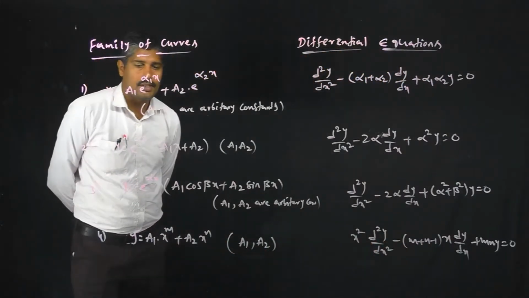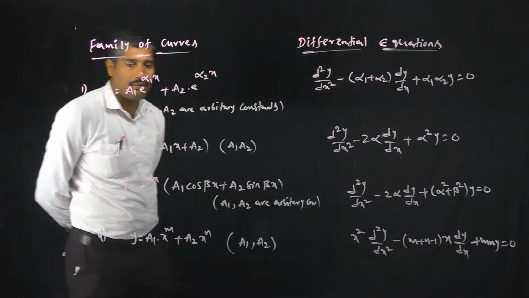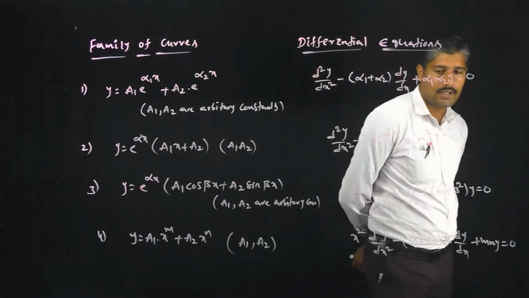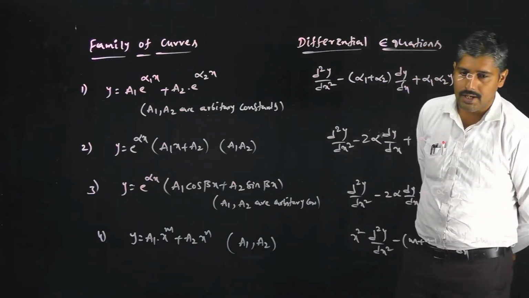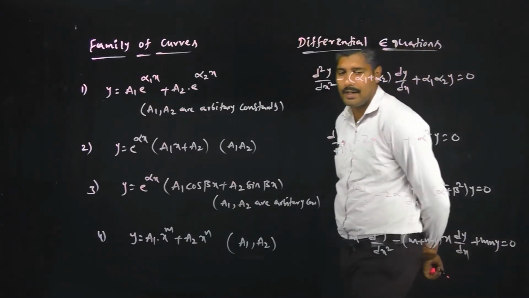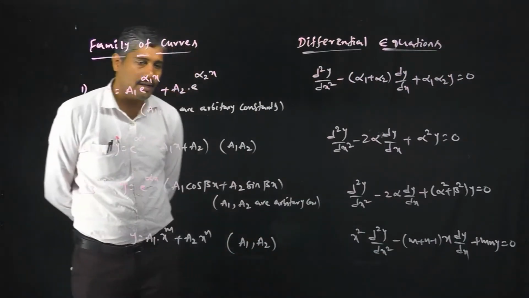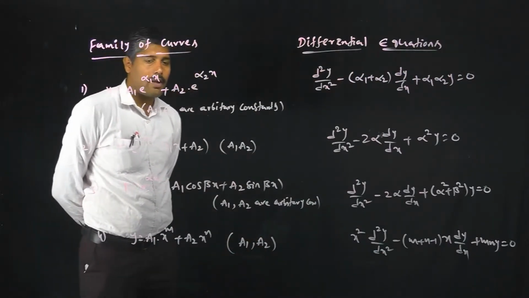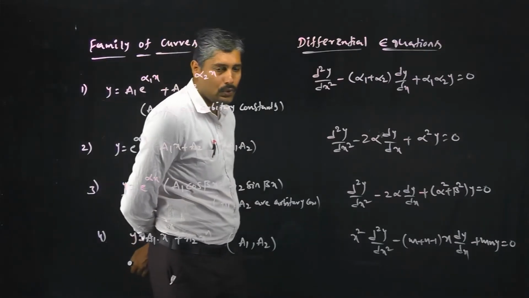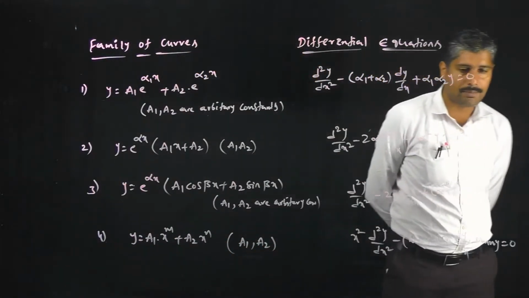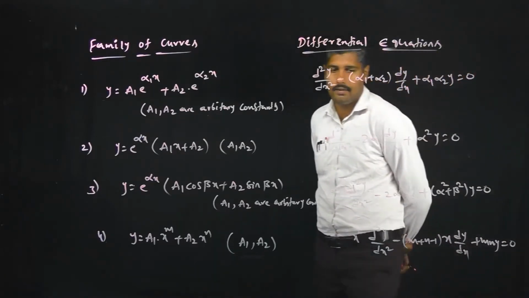Suppose the curve is y equal to e power alpha x into a1 cos beta x plus a2 into sin beta x. Here a1 comma a2 are arbitrary constants. Then we get the differential equation like this: d square y by dx square minus 2 alpha into dy by dx plus alpha square plus beta square into y equal to 0.